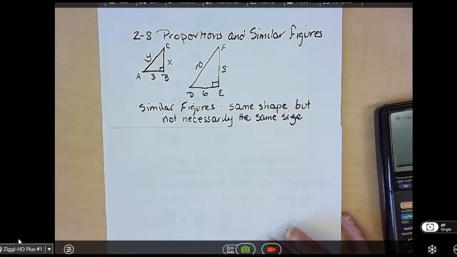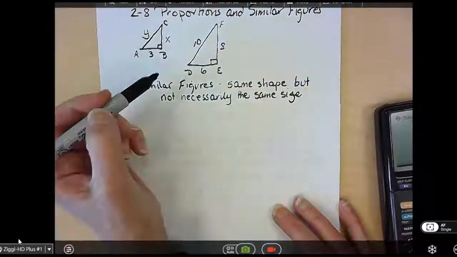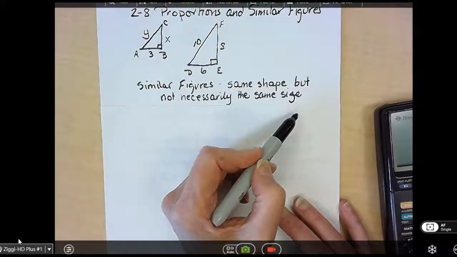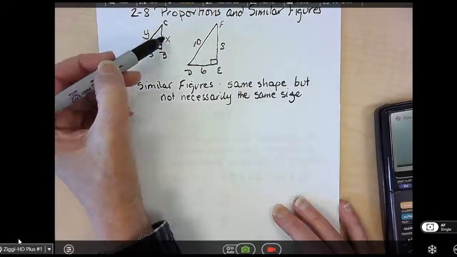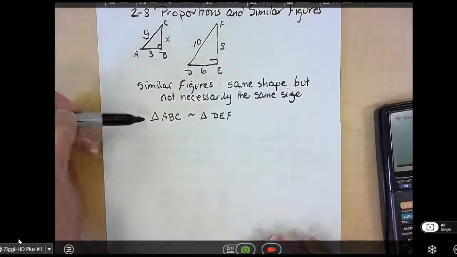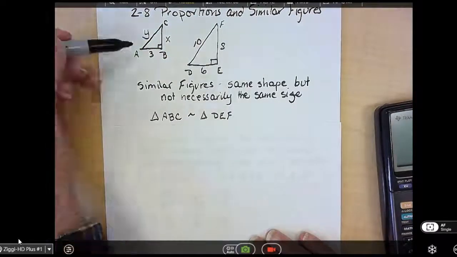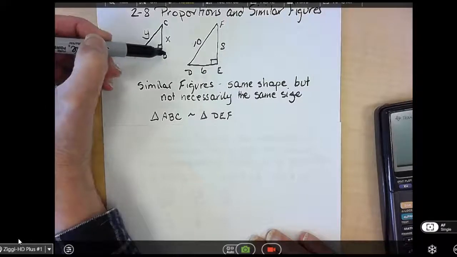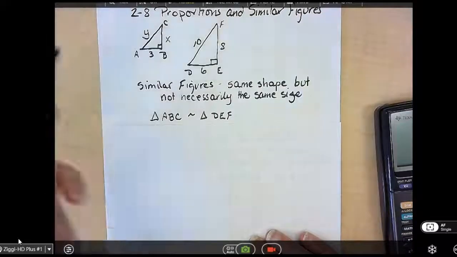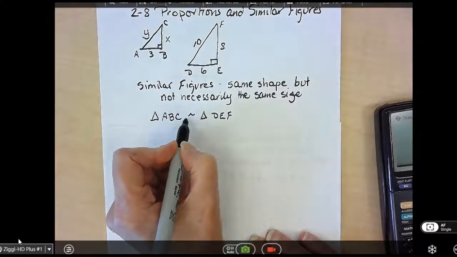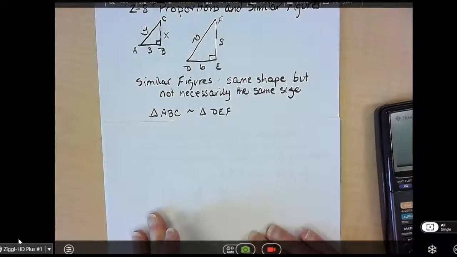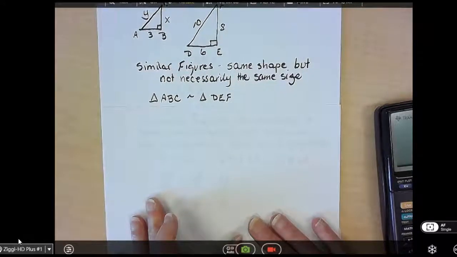Those would be similar figures. They have the same shape, but not necessarily the same size. So if I look here, they're the same shape. So triangle ABC, so I went from A to B to C, I'd have to go D, E, F. The symbol for similar is a little squiggly. So triangle ABC is similar to DEF.